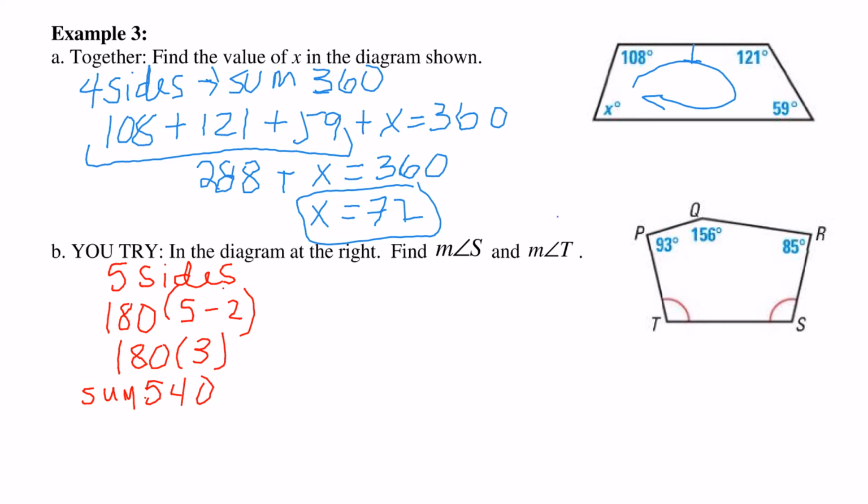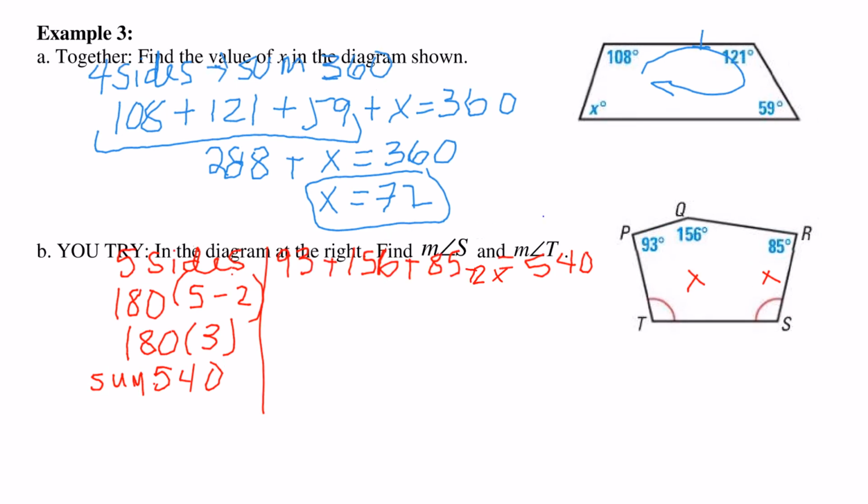So when you find the sum, you end up with 540 degrees. So that means when I add up all of these angles, and I'm going to label these both as x, that they should equal 540 degrees.